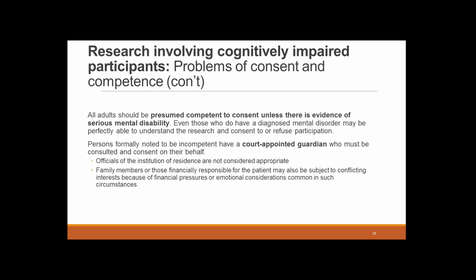Persons who are noted to be incompetent must have a court-appointed guardian. And that's one thing I warn you about: if you're doing research, you need to have a legally authorized representative to provide consent or permission for this person to participate. It shouldn't be just a relative, because relatives come and go, and you don't know who really has authority over that person, and has that person's best interest at heart.